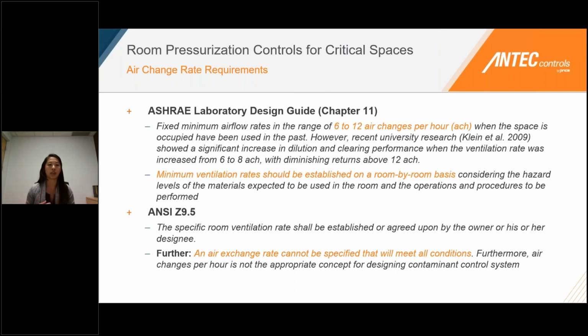That's what the ASHRAE Lab Design Guide says, and the same with ANSI Z9.5, which says an air exchange rate cannot be specified that will meet all conditions. But for the most part, 6 to 12 is a good starting point and can always be adjusted as needed on site if you're finding that 12 air changes isn't adequate, or even 6 isn't adequate.